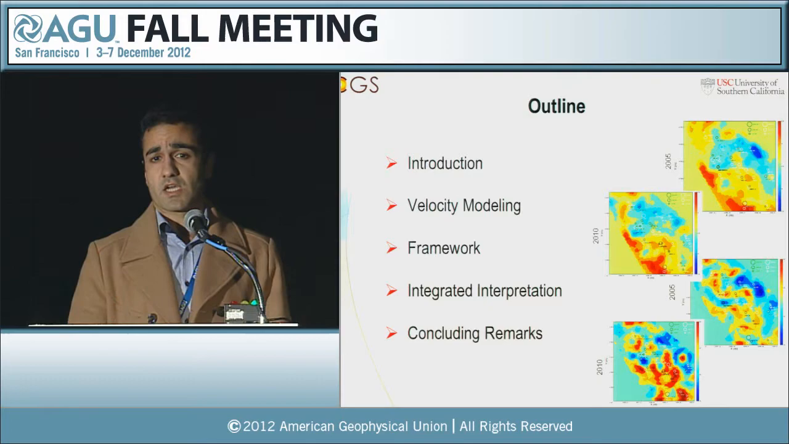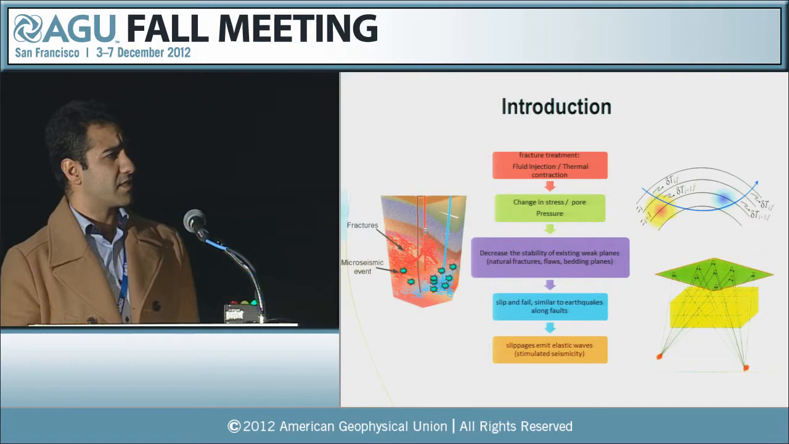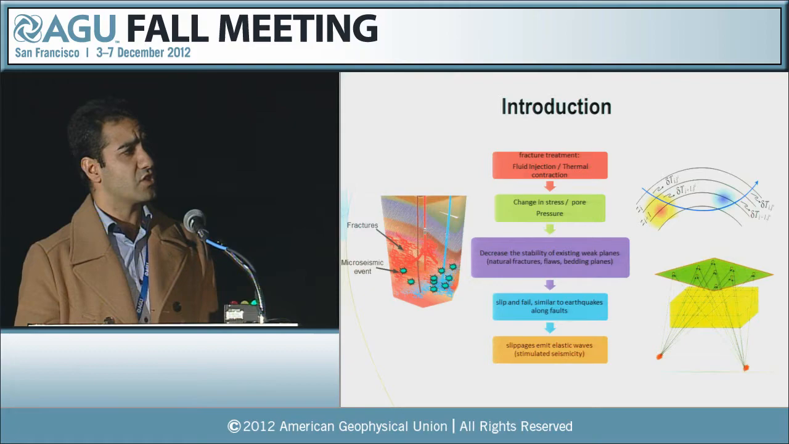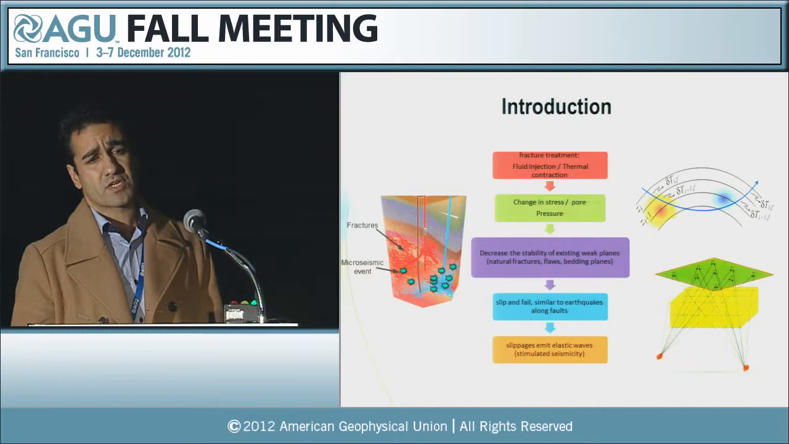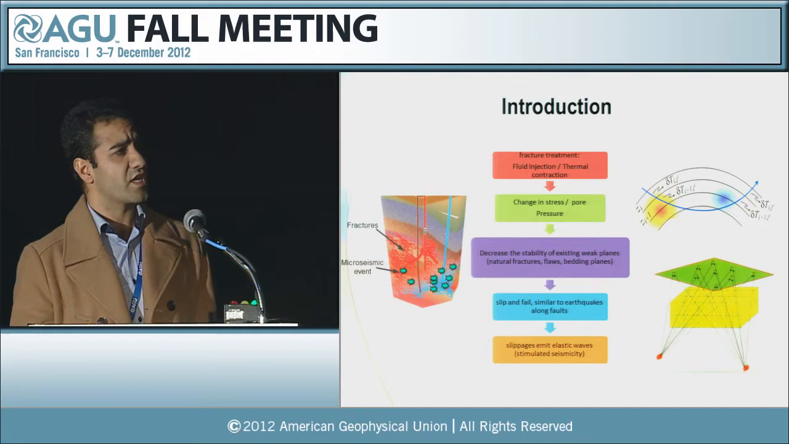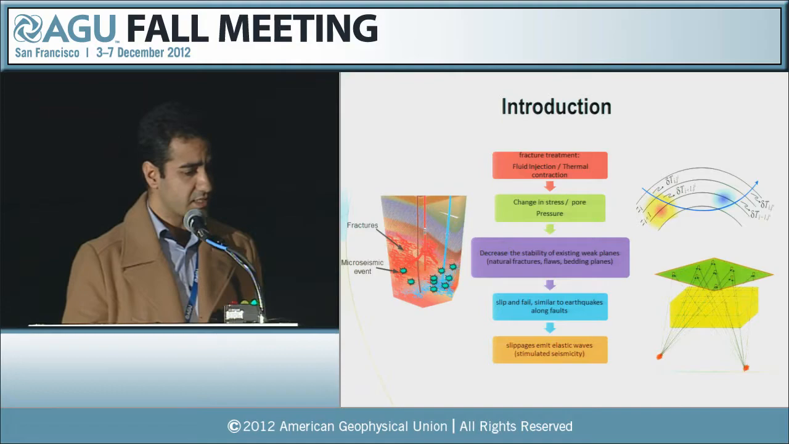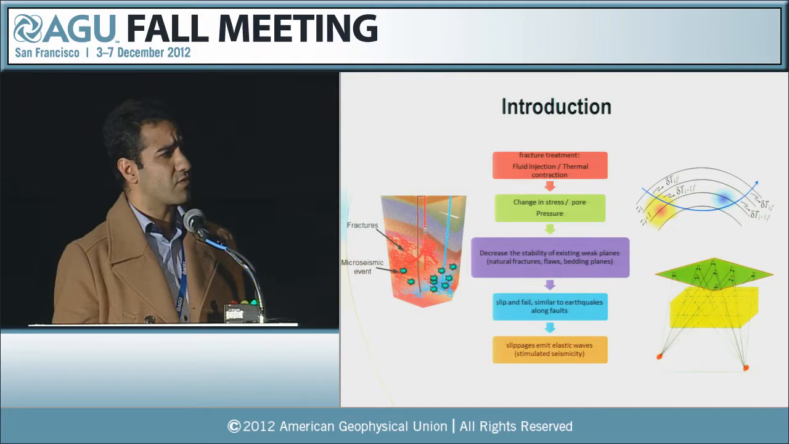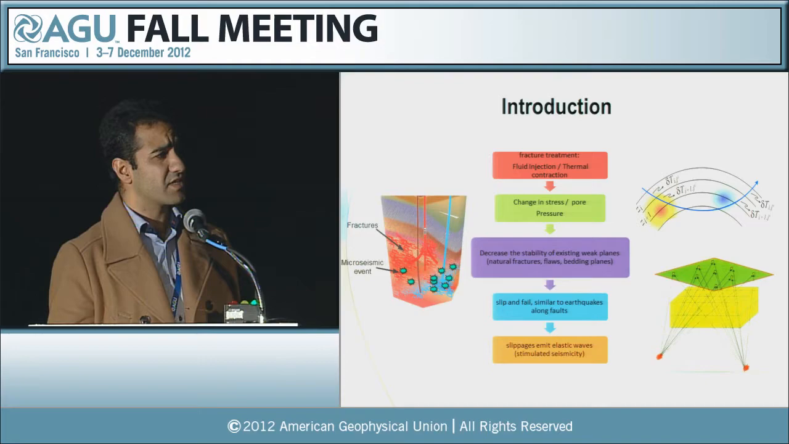As you can see, this is, for example, an enhanced geothermal system or geothermal field. When we inject fluid, through thermal contraction or changing the pore pressure, it causes some stress change and pore pressure change in this area. They cause some seismic slippage and decrease the stability of the rocks. There are also flaws and natural fractures there, and the slippage creates fractures.